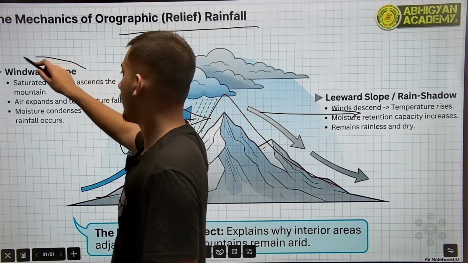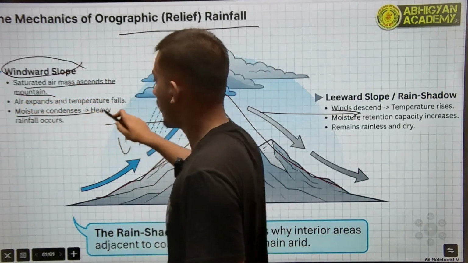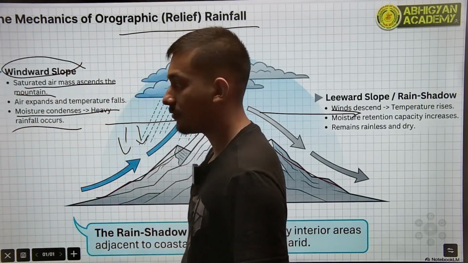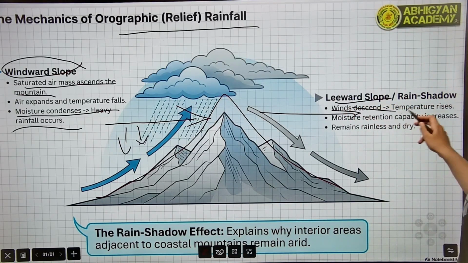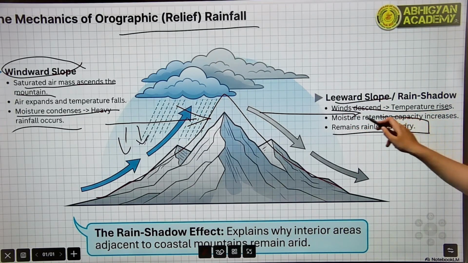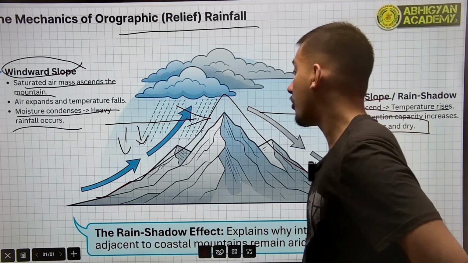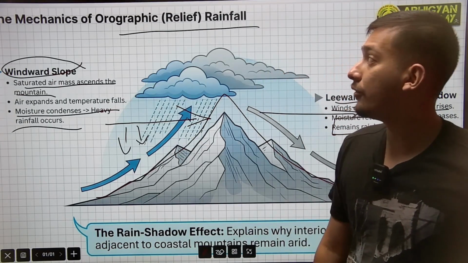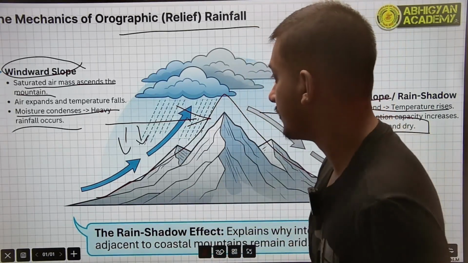Here we have the windward side: saturated air masses ascend the mountain, moisture condenses, heavy rainfall. Right? We have the leeward side: wind descends, remains rainless and dry. So this is your basic mechanics of orographic rainfall. So you can look here.